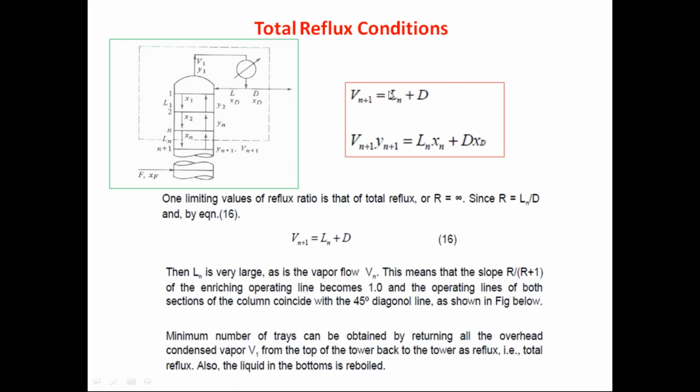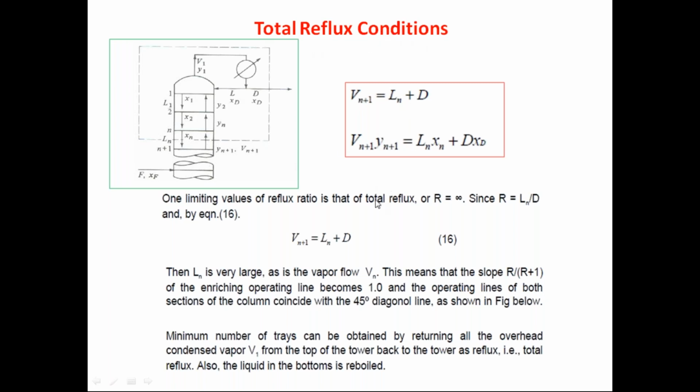All of you know that the reflux ratio is defined as Ln by D. That means how much liquid has been sent back per 1 mole of the distillate withdrawn. If you withdraw D, then there will be a certain reflux. But if you don't withdraw any distillate, then all the condensate which is obtained will be sent back as the liquid reflux. Under such conditions, you can call it total reflux conditions.